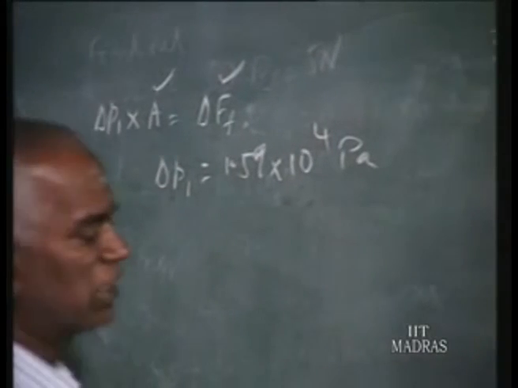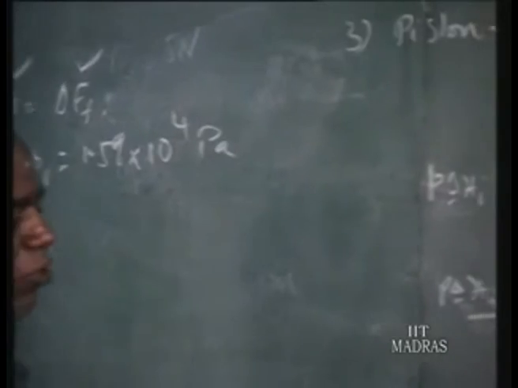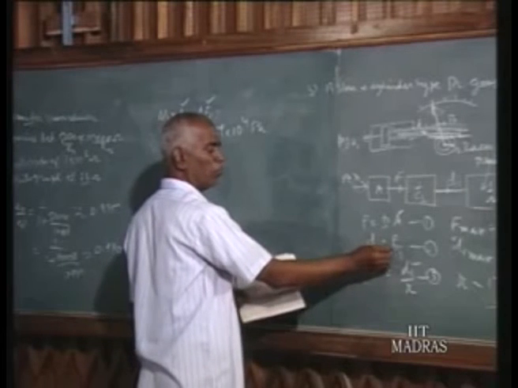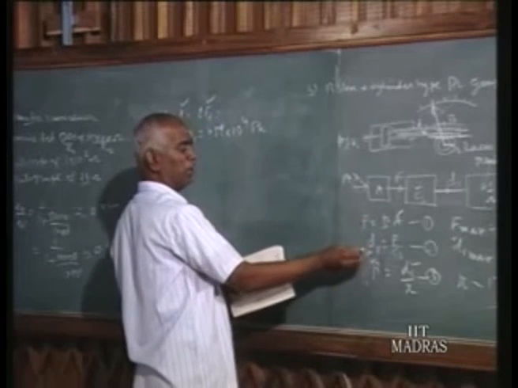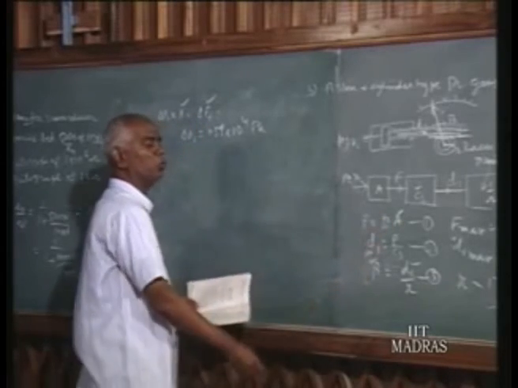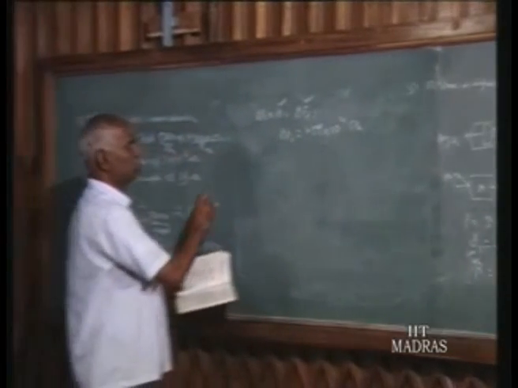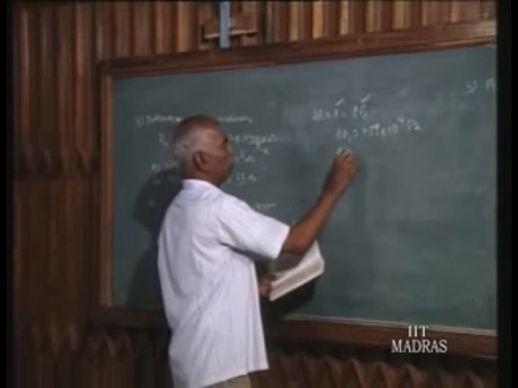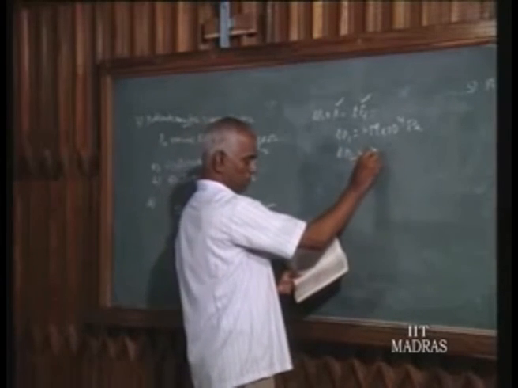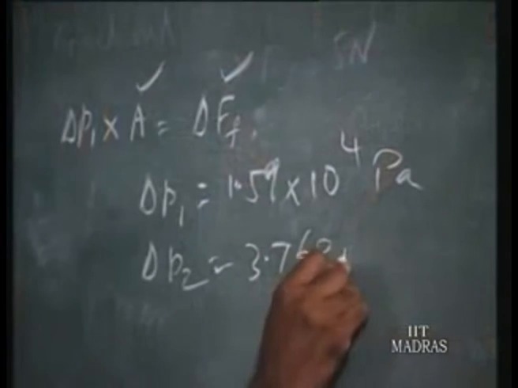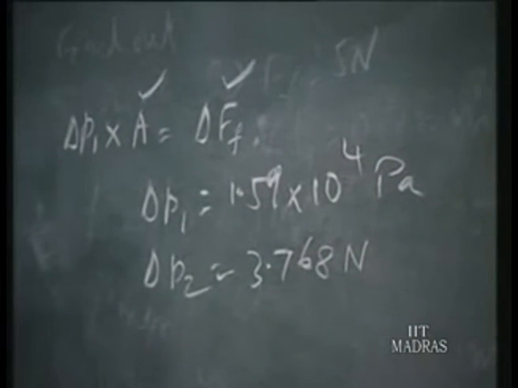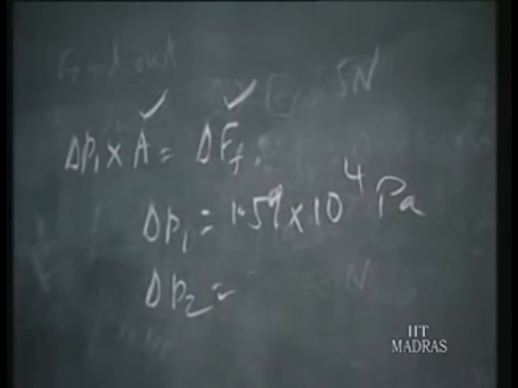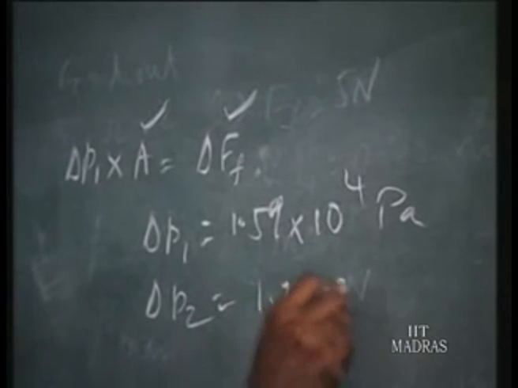Now the next error is given in terms of delta D1. Delta D1 is given, delta CS is known. We find out what the delta F is for this delta D1. Once delta F is known due to this delta D1, we can find out delta P2. Because the area is given, that is how we find delta P2. So for delta D1, the force comes to 3.768 Newton. Now the delta P2 equivalent is 1.2 into 10 to the power of 4 Pascal.